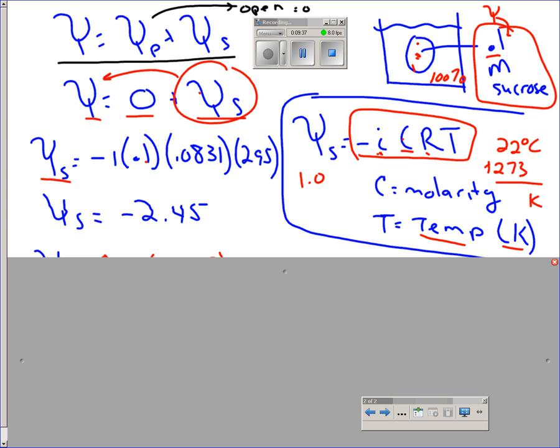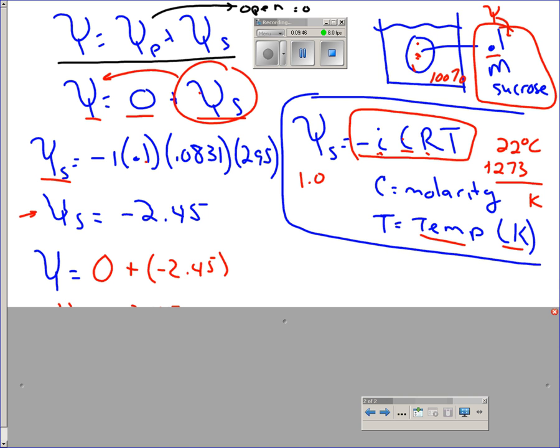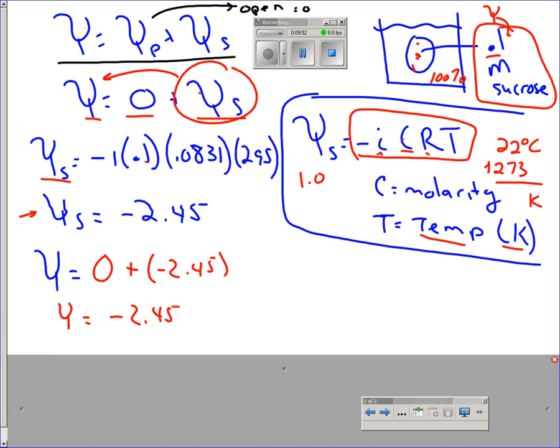On our handy dandy calculator, we get that the solute potential is negative 2.45. I rounded to the nearest hundredth. So water potential equals 0 plus negative 2.45, which means that water potential equals negative 2.45.